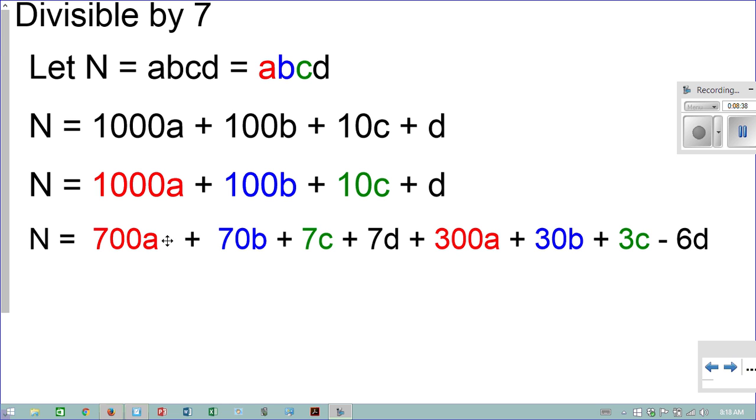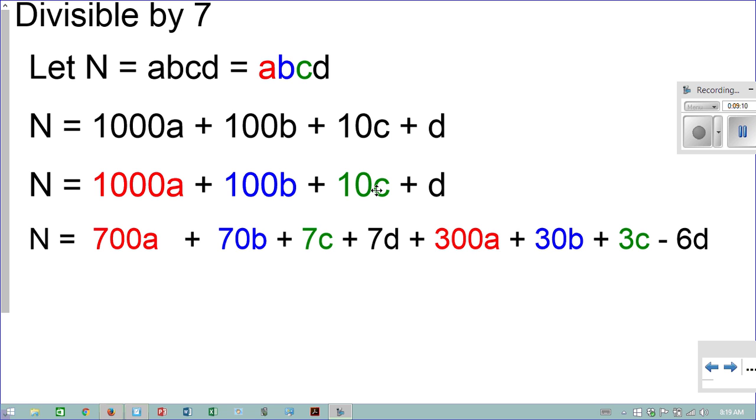Now, I'm going to go with 700a because I know 700 is a multiple of 7. You notice I have a 700a here, plus this 300a over here is my original 1000a. Also, I'm going with a 70b because I know 70b is a multiple of 7. But my 70b here plus my 30b that's over here is my original 100b I had here.